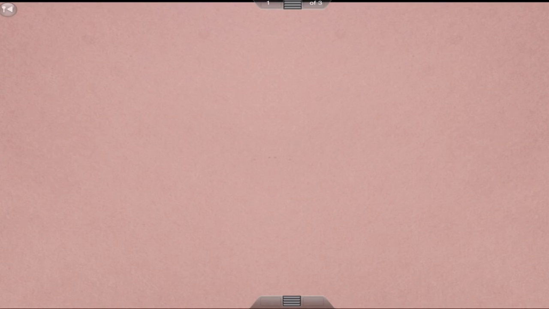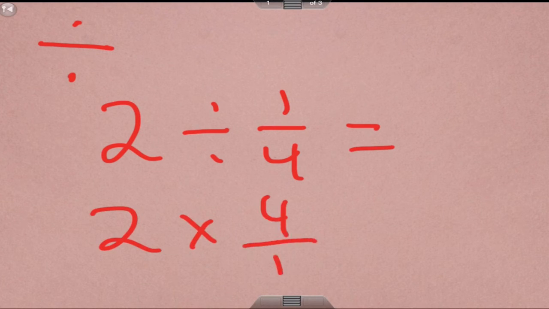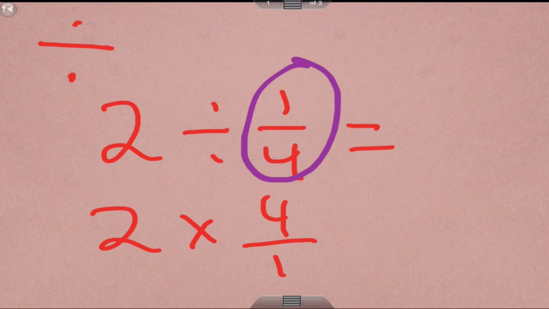Okay, now we're going to do division. Division is basically the same thing, except you have to know one simple step, and that is a reciprocal. I'm going to show you exactly what that means right now. If I have, let's say, 2 divided by 1/4, which really means 2 times 4/1, what you do is you flip your second number. The second number is your divisor. You flip the divisor, and that's called the reciprocal.